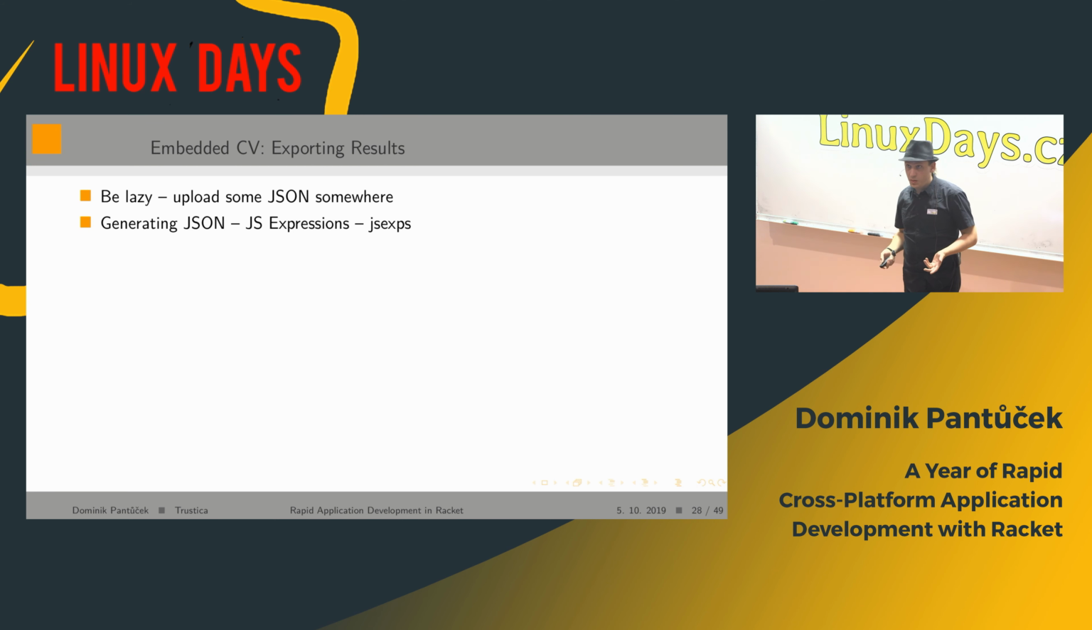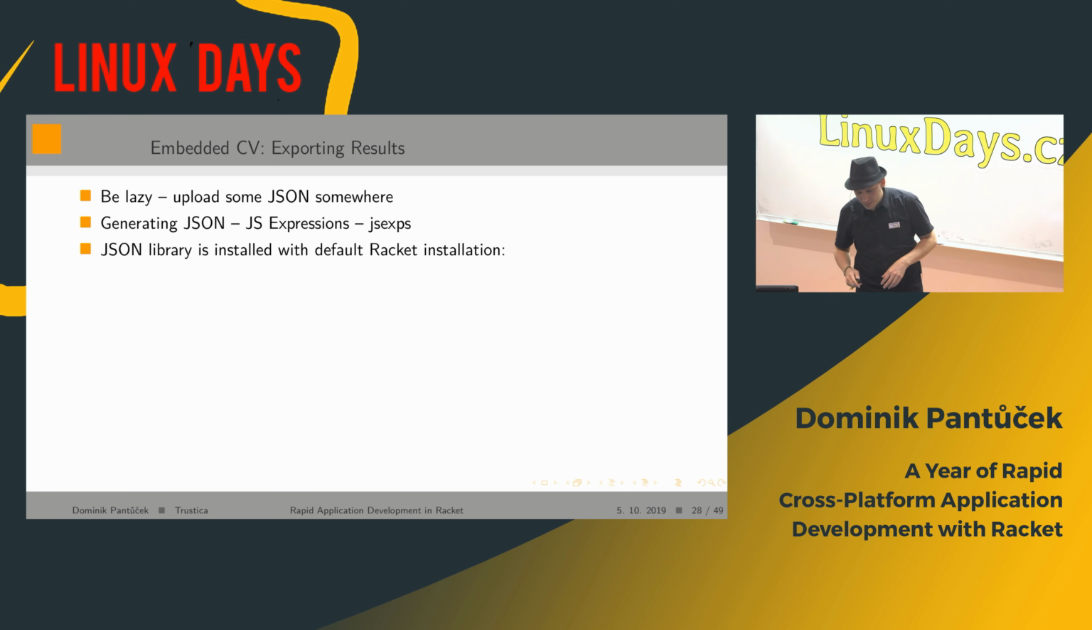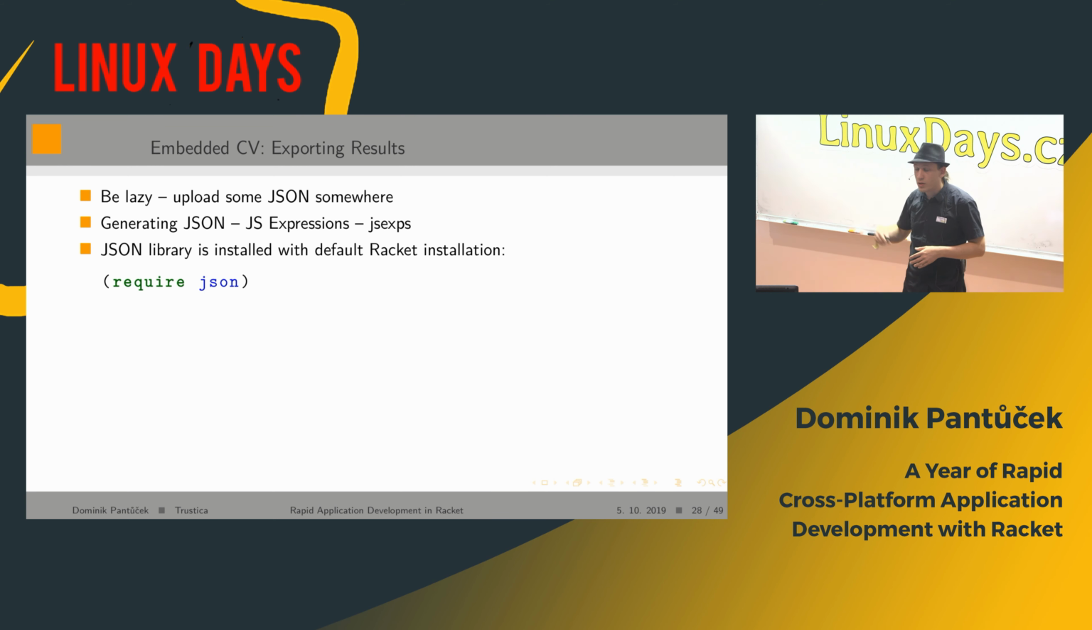Generating JSON is rather simple. Many S-expressions in Racket can be labeled as JSON expressions, JS expressions, for short, jsexprs. And there's a JSON library installed with the default Racket installation. So you just say require json, and you can immediately start using it for serializing and deserializing the data you have in anything that can be a jsexpr.